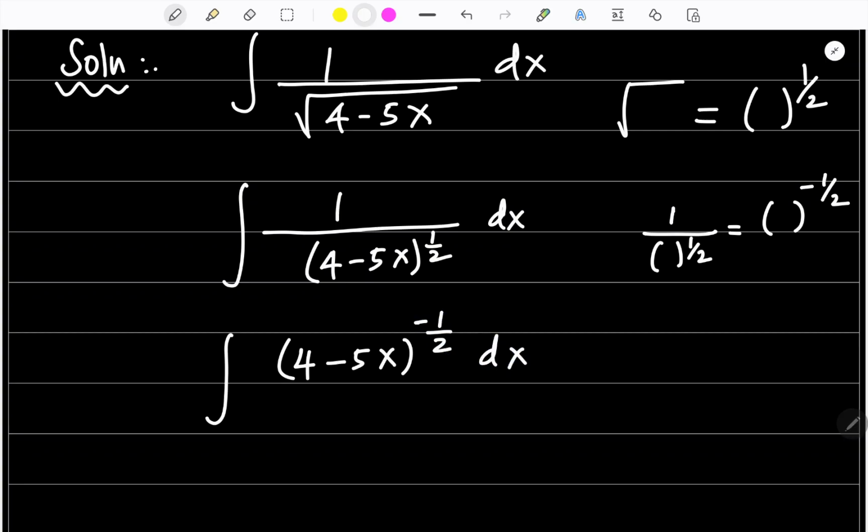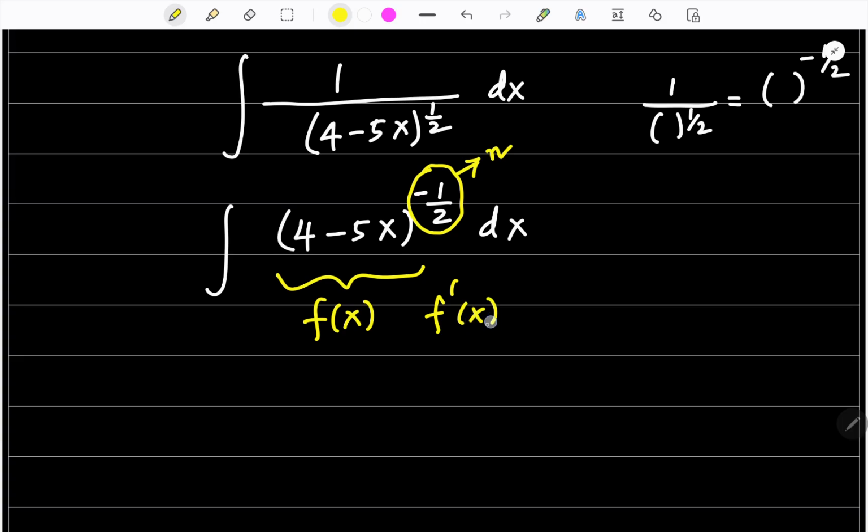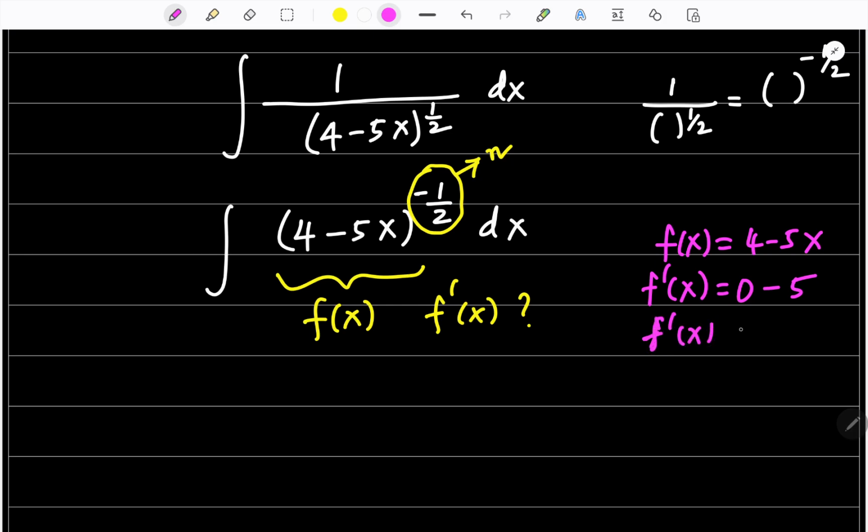Okay, right. Okay, teacher, which one are you going to call f of x? Yes, I'm going to call this f of x. And this is your n, right? So where is your f dash of x, teacher? That's a question mark. Let's try. What's your f of x? Your f of x is equal to 4 minus 5x. What is your f dash of x? The derivative of 4 is 0, and the derivative of minus 5x is minus 5. So f dash of x is equal to minus 5. Is this minus 5 available here?